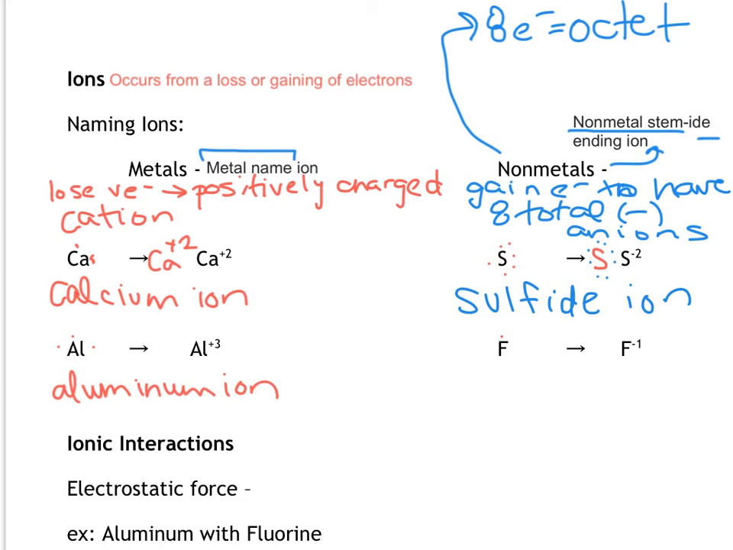So for fluorine, as an element, or an atom, it has 7 valence electrons. It has a hole here, because it wants to have 8. So when it gets 8, it ends up with 1 more electron than what was given to it originally. So that's why we have this charge of -1. So to name that, I have fluor, F-L-U-O-R, and instead of -ine, I have -ide, ion.